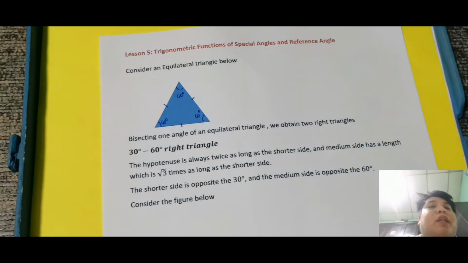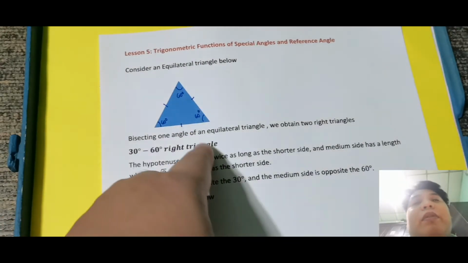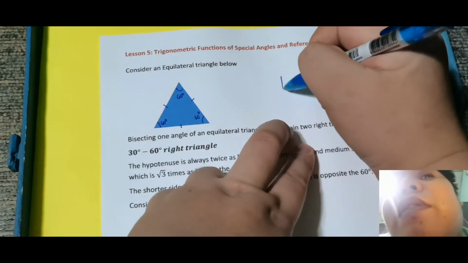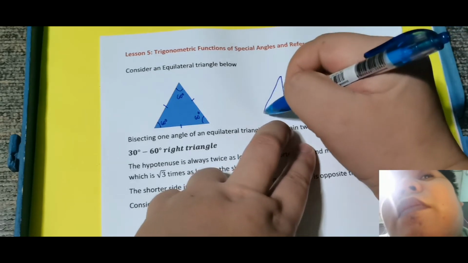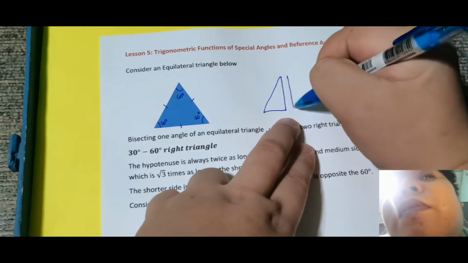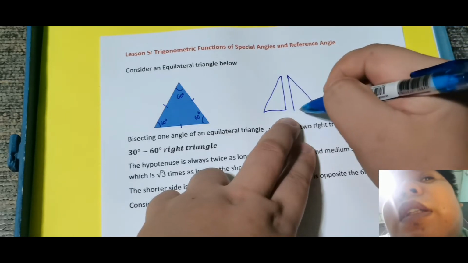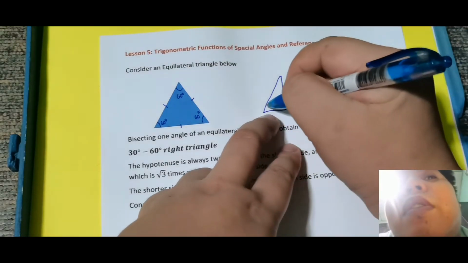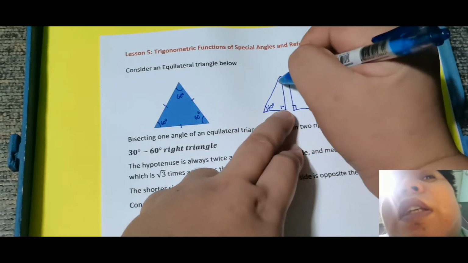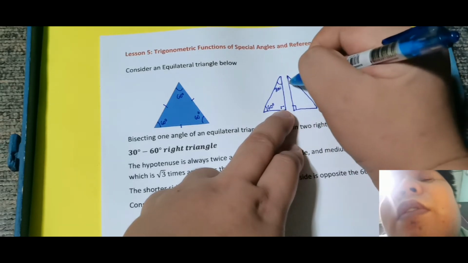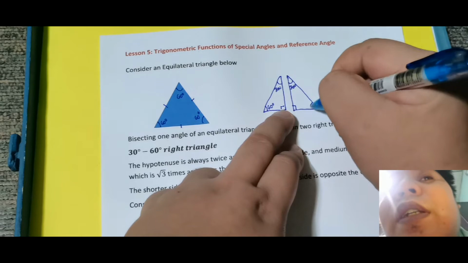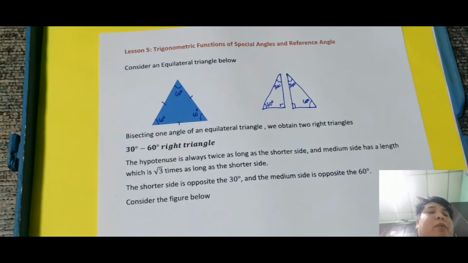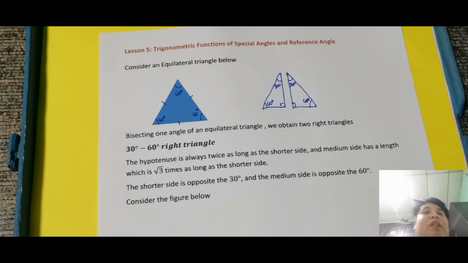Okay, so next is bisecting one angle of an equilateral triangle, we obtain two triangles. So for example, binisect ko itong isang part na to. So kung binisect ko siya, ito yung magiging itsura. Okay, then also dito. So magkakaroon tayo ng dalawang triangle. Actually, dalawang right triangle. So assuming same. So ito ay 60 pa rin. Ito ay 90, so ito ay 30. So ito ay 30. Ito ay 60. Okay, so pag binisect ko yung ating equilateral triangle, nagkaroon tayo ng ating kumbaga 30-60 right triangle.